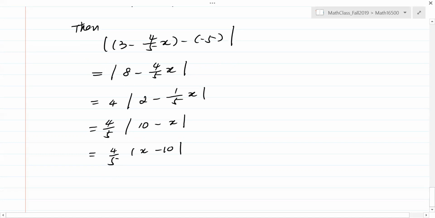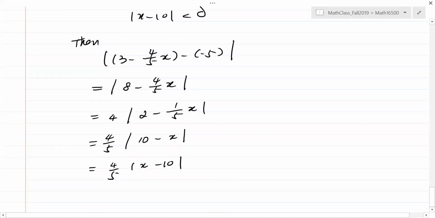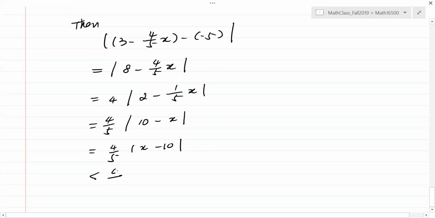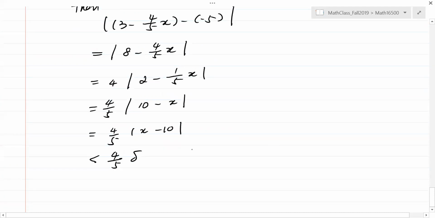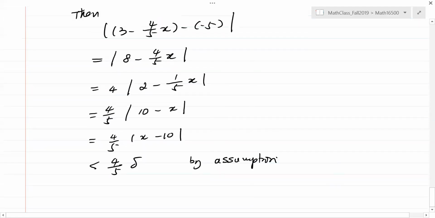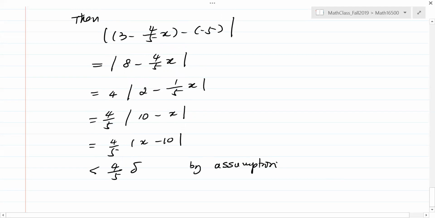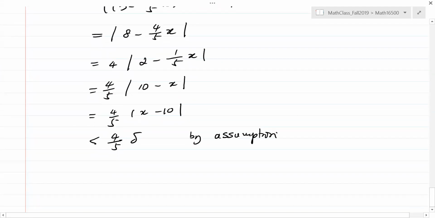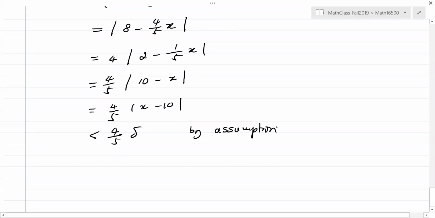Okay. What do we know? We assume that absolute x minus 10 is less than delta. So it's less than 4/5 delta, right? This is by assumption. Okay, you already know that. But what do we want? We want to make sure under the assumption this is less than or equal to epsilon. So this will be less than or equal to epsilon if we choose delta to be less than or equal to 5 over 4 epsilon. Any positive delta between these two numbers works.